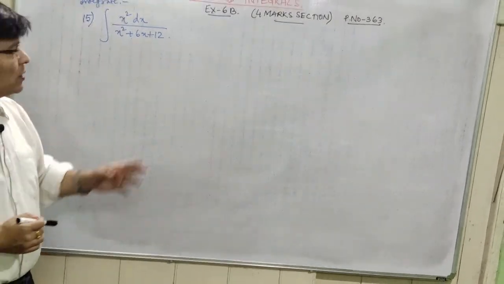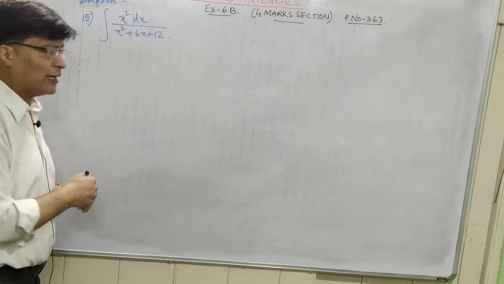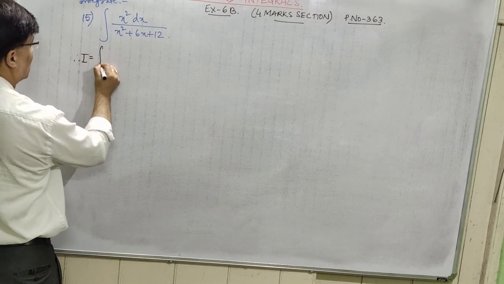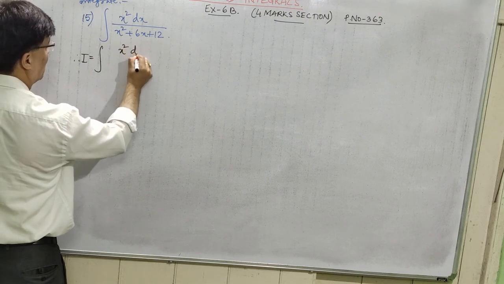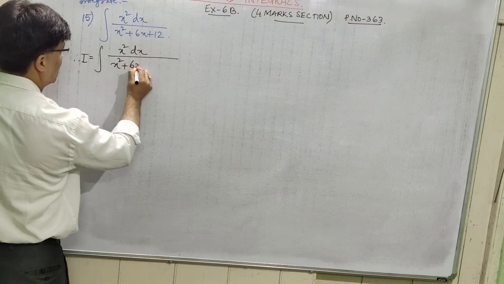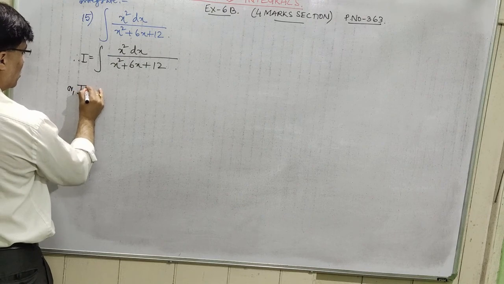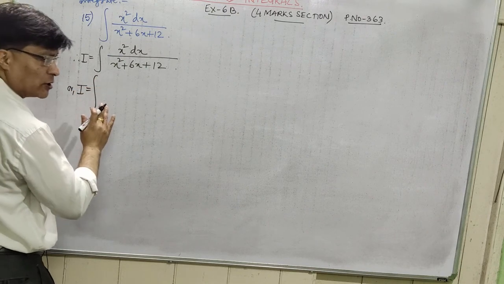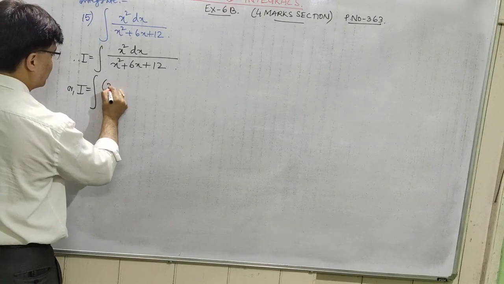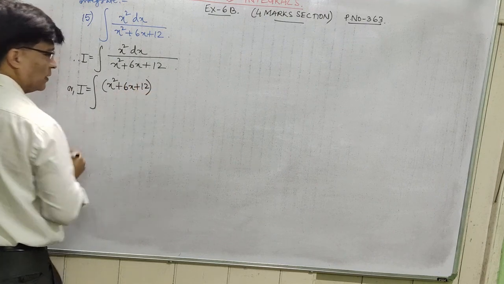That is the method. If the highest power of x is 2 in the numerator and also 2 in the denominator, then we write in the numerator whatever is in the denominator. So first you write I is equal to integration of x square dx divided by x square plus 6x plus 12. You write in the numerator the expression which is in the denominator, that is, x square plus 6x plus 12.